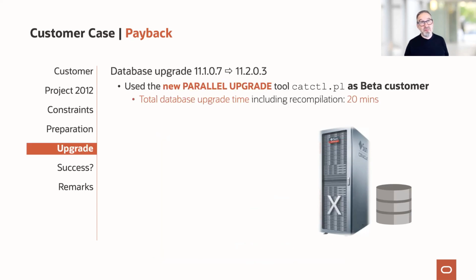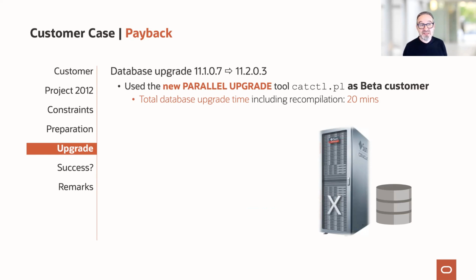And then Payback was also an active beta tester of the new parallel upgrade. Now you would say, parallel upgrade, that's not new, that's 12c. Many years, almost a decade now. Yes, you're right, but we had some customers who used it already in 11.2.0.3. So we gave those customers a special version for 11.2.0.3, and Payback was one of them. So the database upgrade, including everything, took 20 minutes for this 14 terabyte system with the new parallel upgrade, which was 3 times as fast as the regular upgrade had taken.